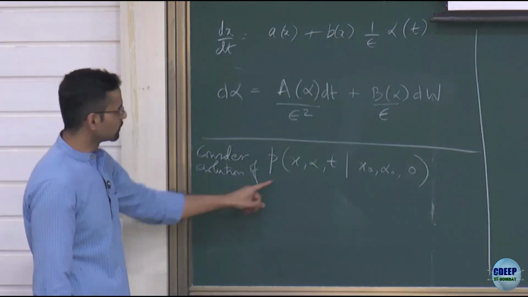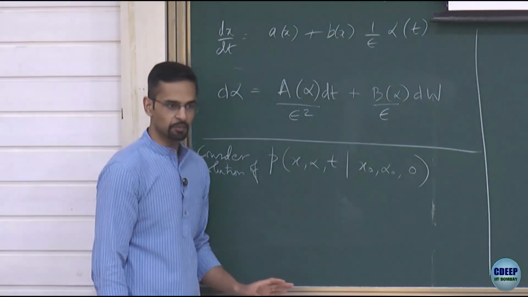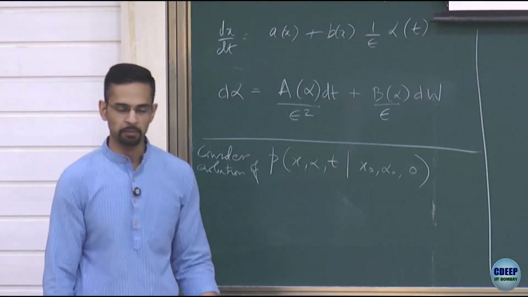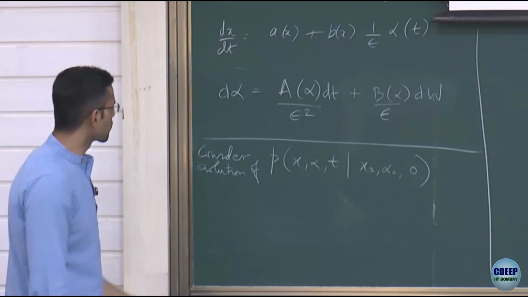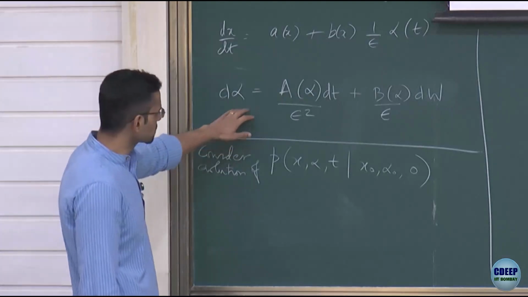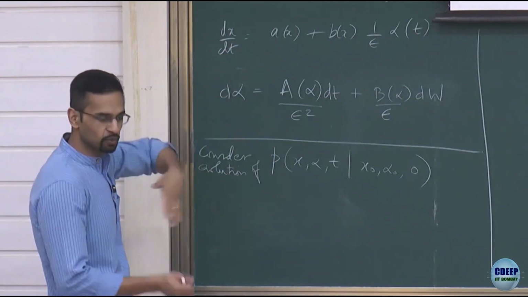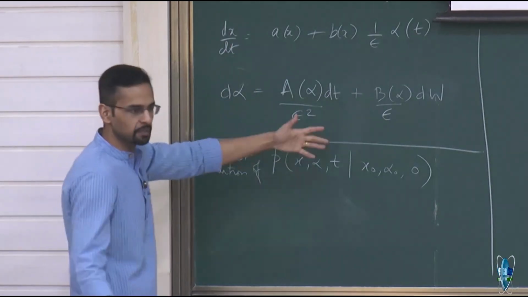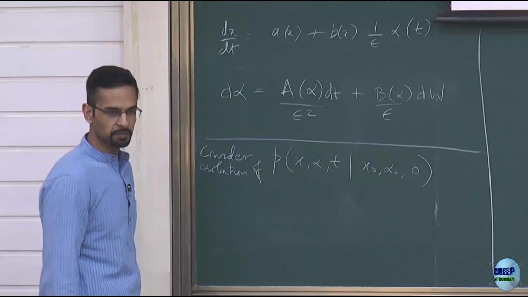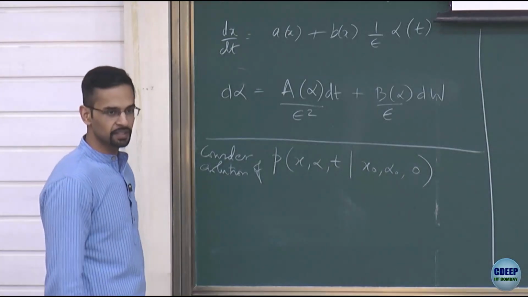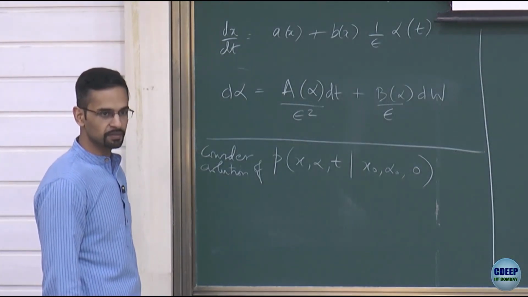So I'm going to consider the evolution of this conditional probability distribution, for which I can write a Fokker-Planck equation. Because I have said that alpha is a Markov process, and because it's a Markov process influencing x, x is also Markov. So the two-dimensional dynamical system is one big Markov process, for which I can write the Fokker-Planck equation.